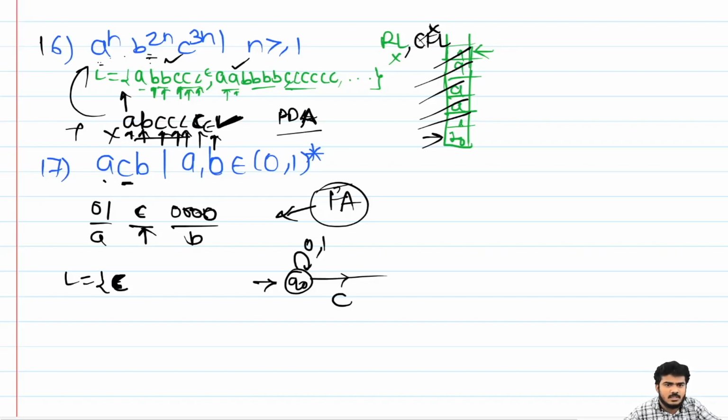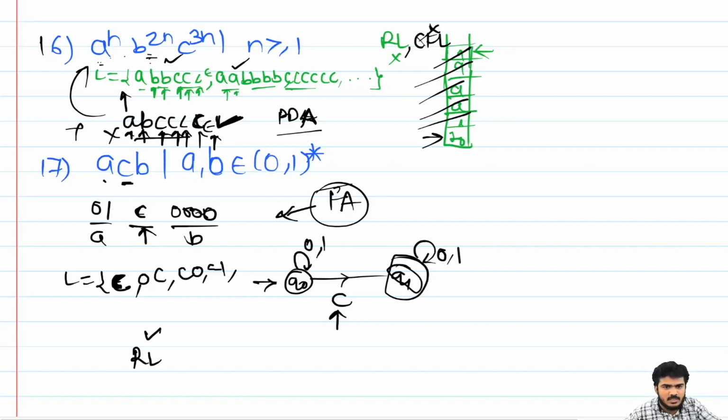Sorry, this is c, then a length-one string, so it will be 0c, and c0 or c1 are also possible. So I will move to the q1 state, and that q1 state is final, and in that final state I am accepting anything that is 0 comma 1. The only thing I need is that the string contains c. So this is a regular language, and when the language is regular, it is accepted by a PDA also. So this is a DCFL and a CFL also.